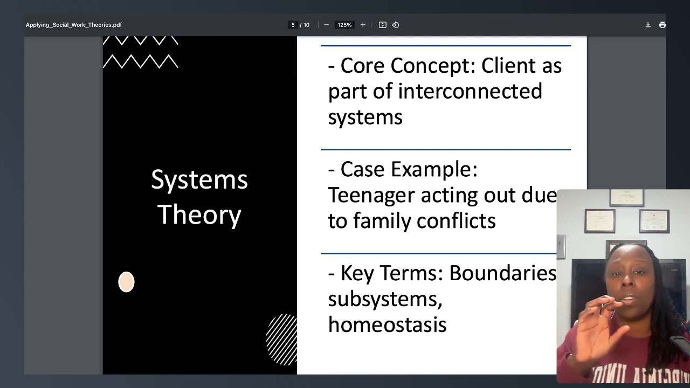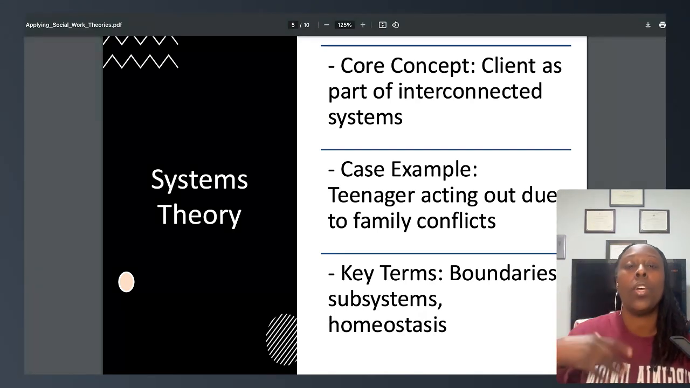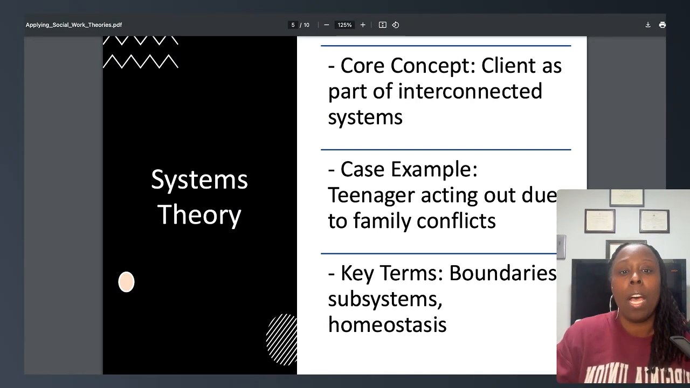When you hear that interconnectedness and you hear systems, you're going to be thinking systems theory. A case example: a teenager is acting out due to family conflict. What are we focusing on here? The family is the unit or the system, and the teenager is acting out.